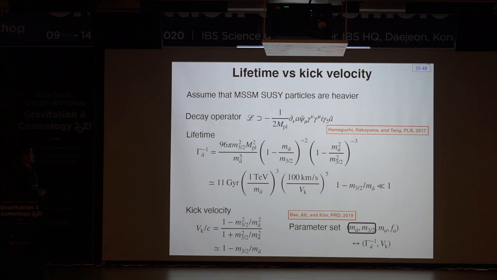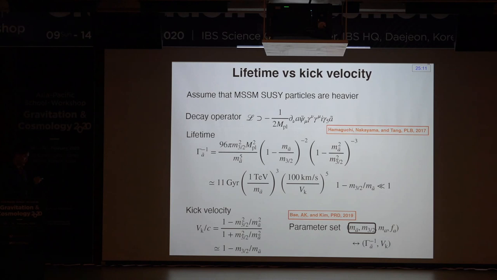This is basically because this axino decays into gravitino via a Planck-suppressed operator. So this is highly suppressed. And this is why, even with a 1 TeV dark matter mass, we can have a lifetime around the age of the universe. So the good side of this model is we can naturally explain why we have such a long-lived particle with a more or less reasonable SUSY parameter. So this is a good advantage from the particle physics side.